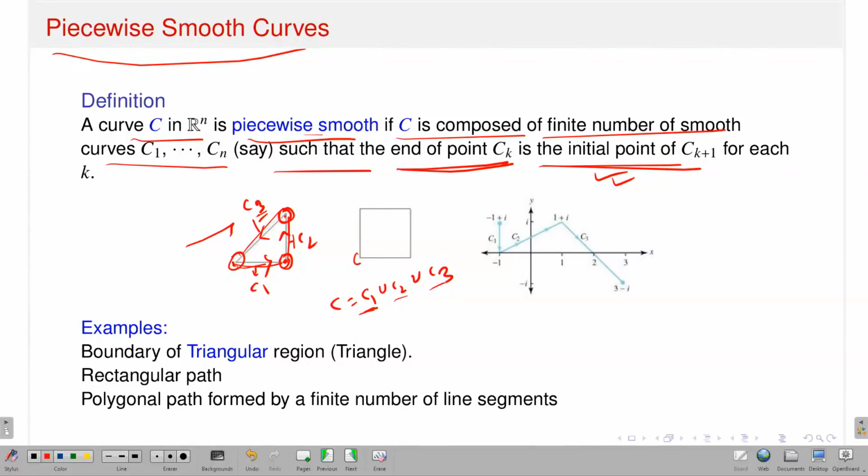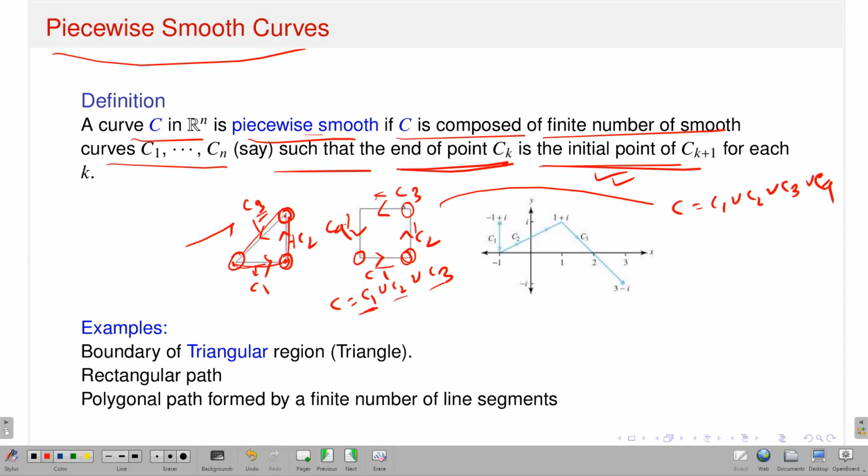Similarly, here suppose I start with a point, suppose this is my C1, this is my C2, this is my C3 and this is my C4. Okay, if I have it. Therefore, C, which is C1 union C2 union C3 union C4, is a piecewise smooth curve. Why? You see, each of them is a straight line, so all of them are smooth, and I am joining in such a way that the end point of C1 is the initial point of C2, the end point of C2 is the initial point of C3, and the end point of C3 is the initial point of C4. So, that is a kind of piecewise smooth curve.